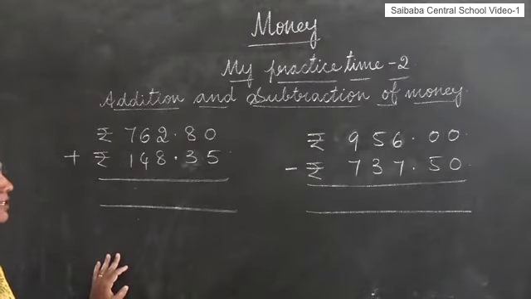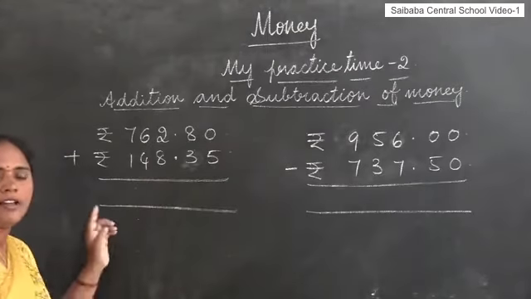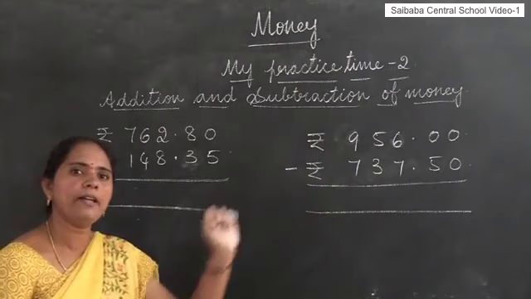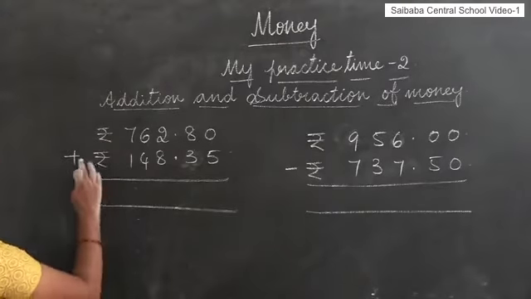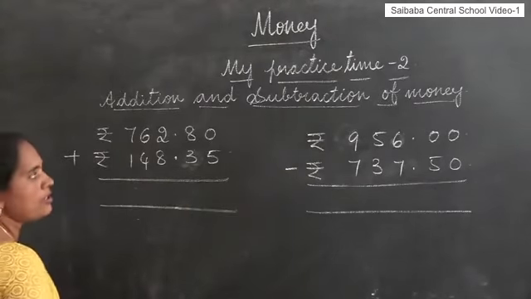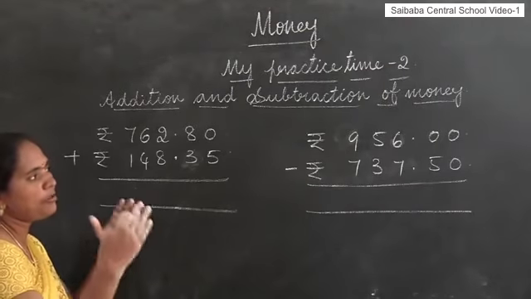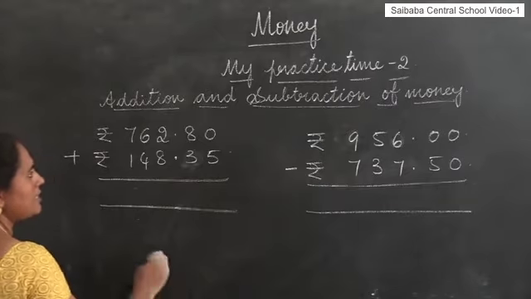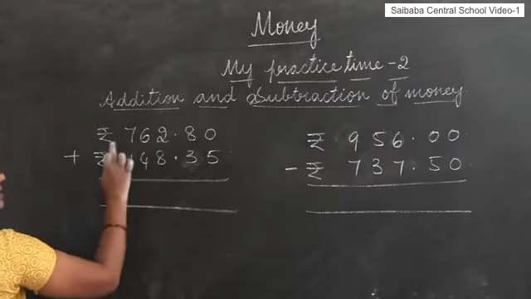There is no change. But we have to keep the point. That is the only difference between money additions and subtractions and normal additions and subtractions. Already we know how to add and how to subtract. When you are adding or subtracting, we have to start from ones place and go to the last place.